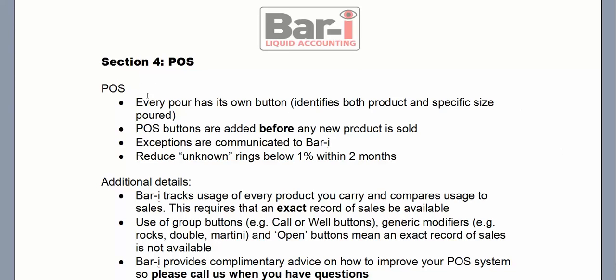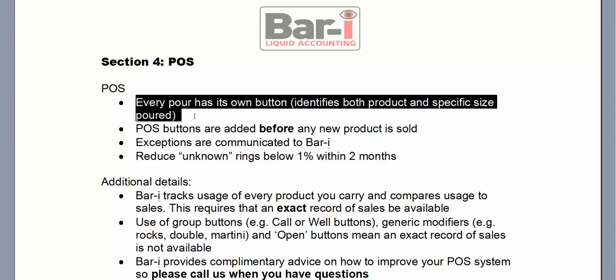So the number one rule or starting point is that every pour has its own button. We sometimes use the expression one drink, one button, meaning that every single drink has its own dedicated button. And just a point of clarification here is that it needs to identify both the product and the specific size of the pour. So if you're using a button, Jack Daniels, to do a regular cocktail, perhaps an ounce and a half, and then it's also used when you're pouring a rocks pour, which is larger, we have a problem there, partly because you're not charging the correct amount for the extra pour, and partly because there's no precise record of how much of that product was sold.